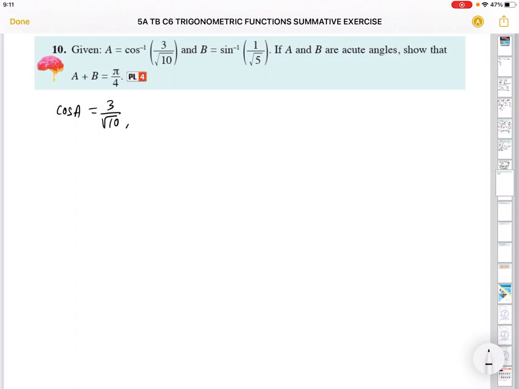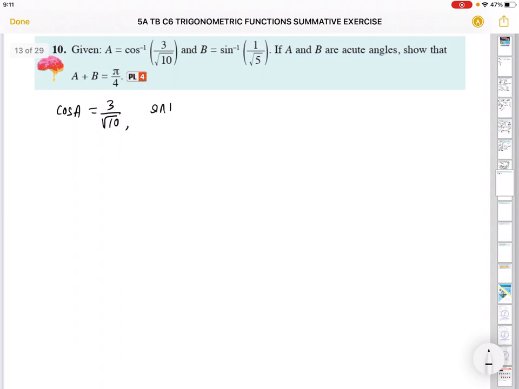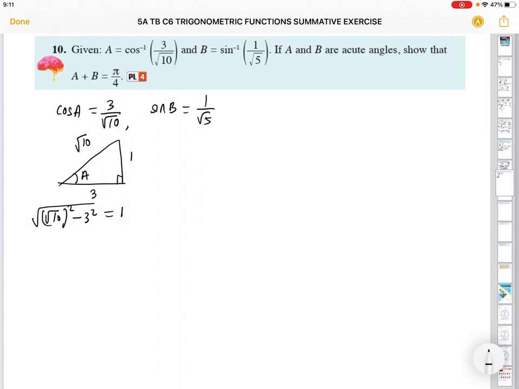Now, because they are both acute angles, we can draw. Cos is adjacent over hypotenuse. Now, to find our opposite, basically we can just take the square root of 10 minus 3 squared, the square root of 10 minus 9 is 1, square root 1 is still 1. Okay, for the second one, sine B, I know sine is opposite over hypotenuse. To find your adjacent, square root of 5 minus 1 squared, square root of 4 is 2. Okay, I got this triangle ready.